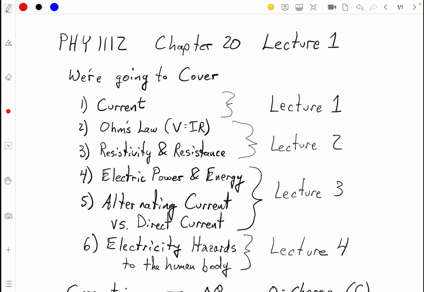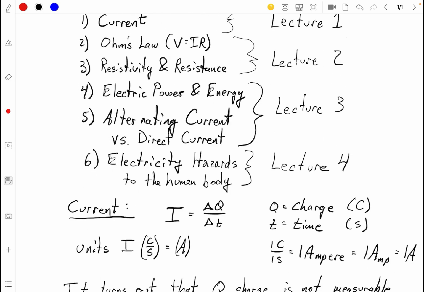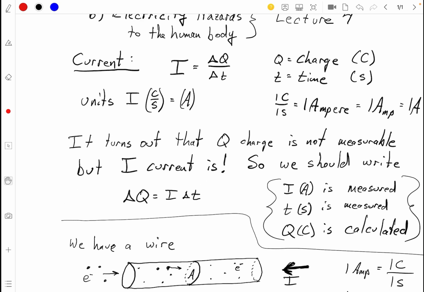But for now, we're just going to talk about current, and then we will get on with the rest of it in a bit. So let's do that. Let's start talking about current.